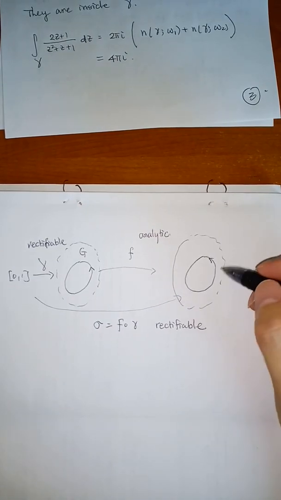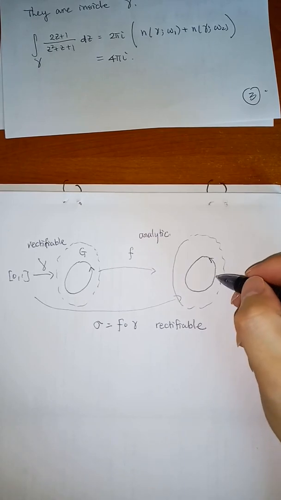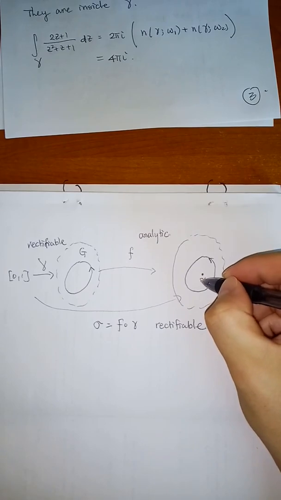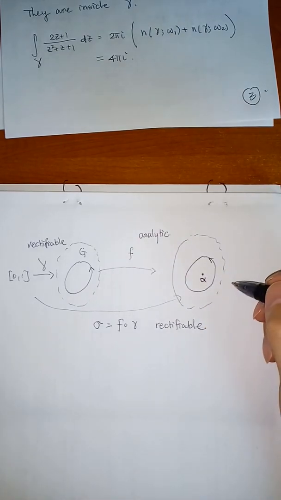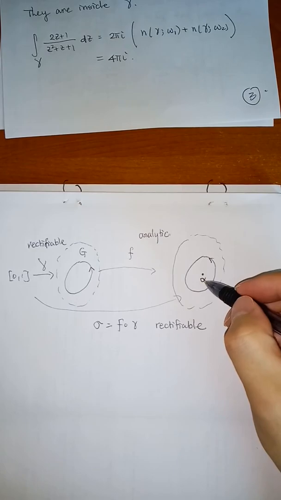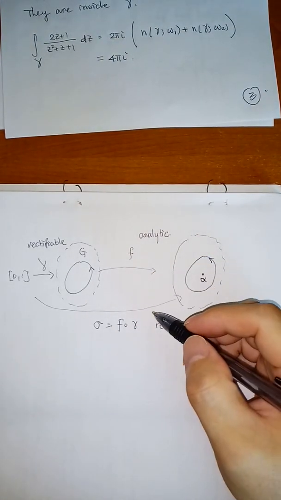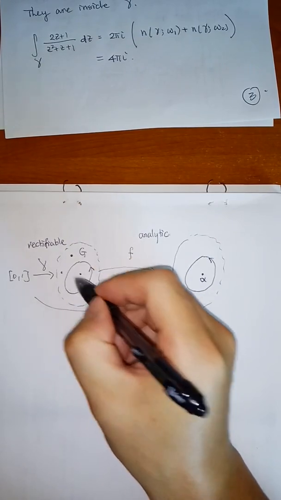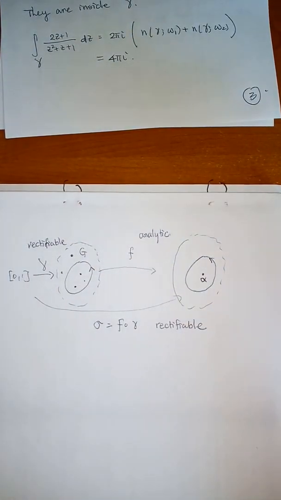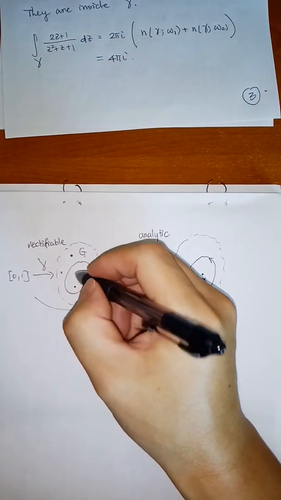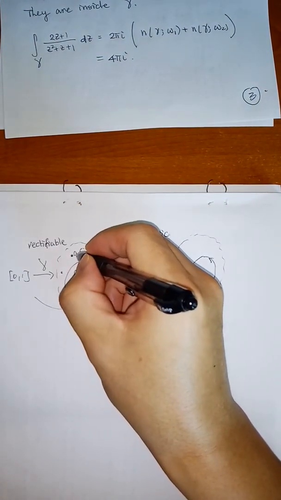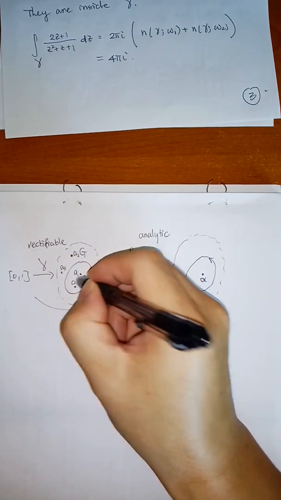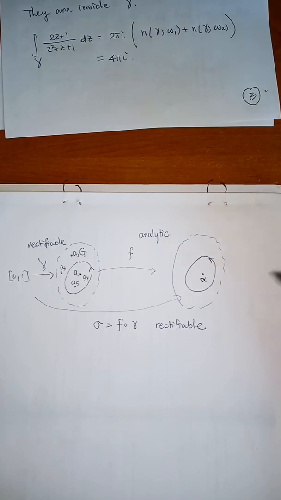And then let's say we have a point alpha here. The point alpha has several preimages. You have a preimage here, here, here, here, here. There are several preimages: A1, A2, A3, A4, A5.